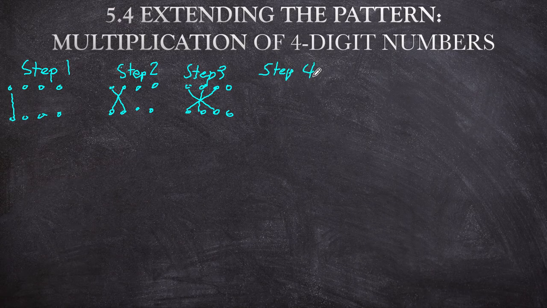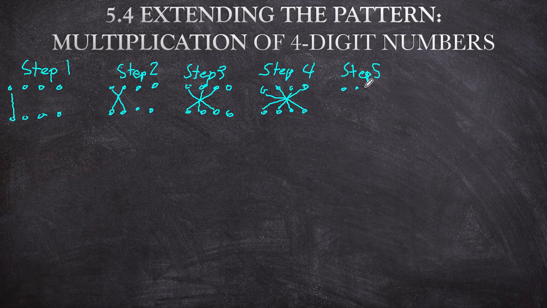So let's imagine step 4. Step 4 will be all of them multiplied together. So what we have is thousands, hundreds, tens, ones, thousands, hundreds, tens, ones. Multiply thousands by ones, hundreds by tens, tens by hundreds, and ones times thousands. So this is step 4. Let's continue.